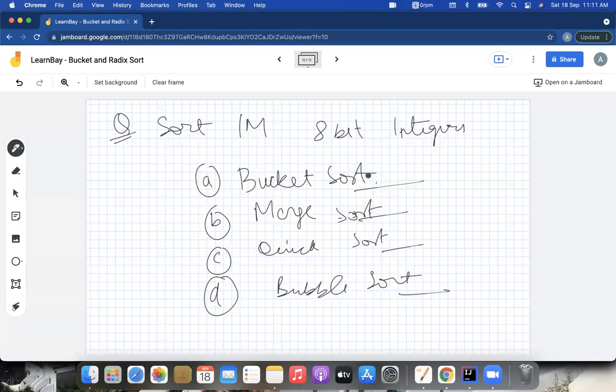Very intuitive. So in this case, you have n, 1 million. You know the range. Every number is, what is 8-bit? 8-bit is how many types can be there?